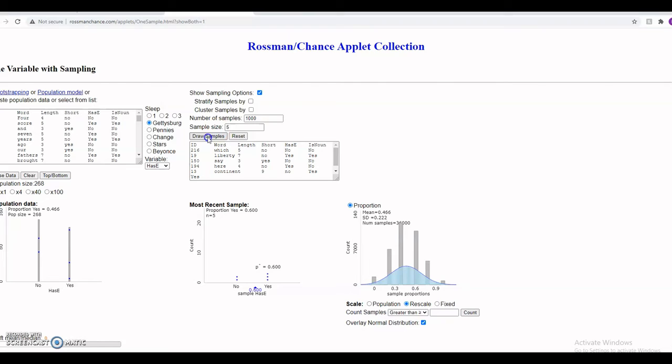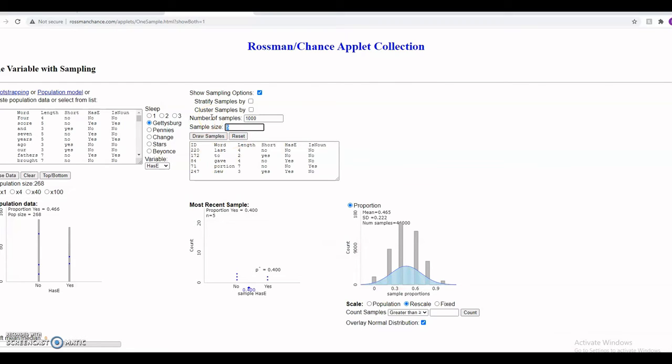So each trial with a sample size of 5, we're getting varied proportions. They're varied, and the trials aren't really similar to each other.